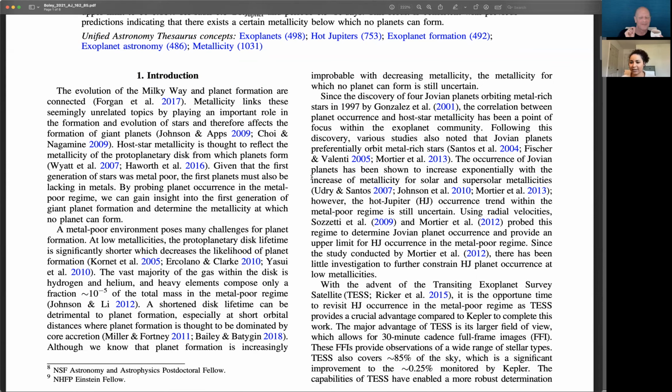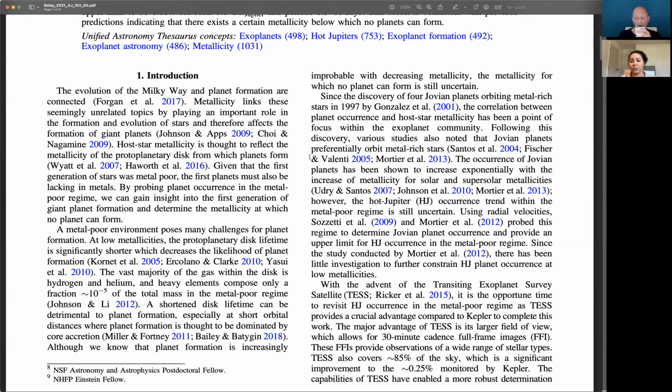And so the idea here is that we expect there's a particular point at which planet formation begins or cuts off, whichever way you want to think about it. This is because we need a certain amount of material to form a planet. If you don't have that material, you're not going to form your planet. And we haven't observationally seen where that is exactly. So this is the motivation behind this work, looking at these extremely metal-poor stars so that we can start to try and answer this question.